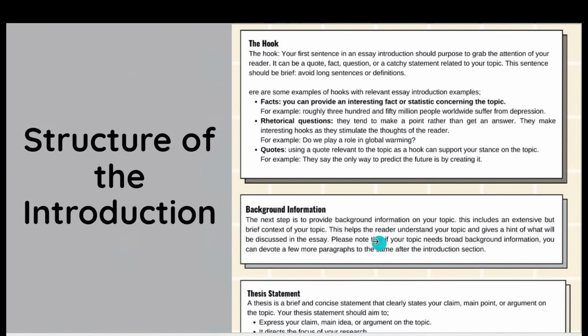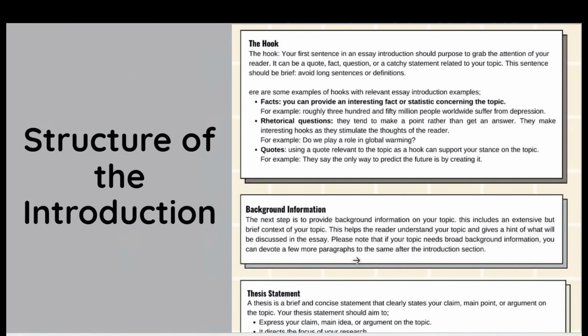Okay? And the other part of the introduction is background information. The next step is to provide background information on your topic. This includes an extensive but brief context of your topic. This helps the reader understand your topic and gives a hint of what will be discussed in the essay.